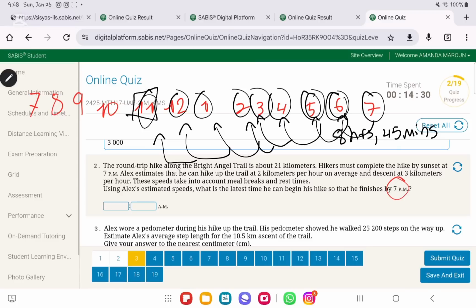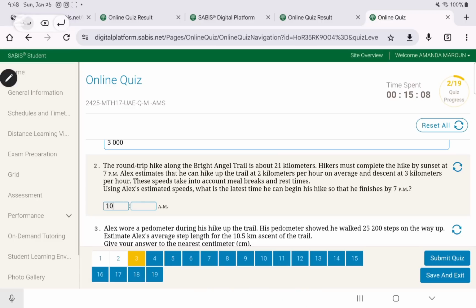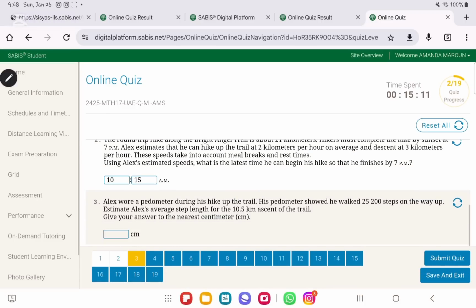He stops at 11, but does he start at 11 o'clock? No, he does not, because do not forget there is also 45 minutes. So it's actually 10 o'clock, but it is going to be 60 minus 45 minutes because the difference between 10 and 11 is 60. So 60 minus 45 minutes will give us 15. So if he starts at 10:15 a.m., then he would arrive exactly at 7 p.m. He would have finished the hiking trip. So 10:15 a.m.